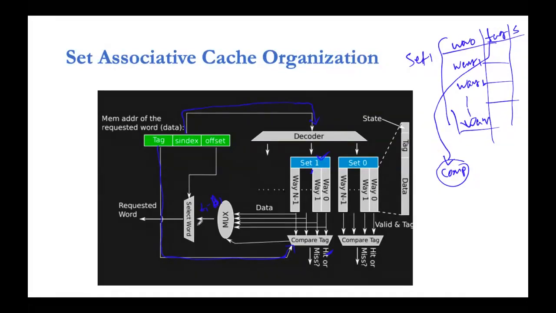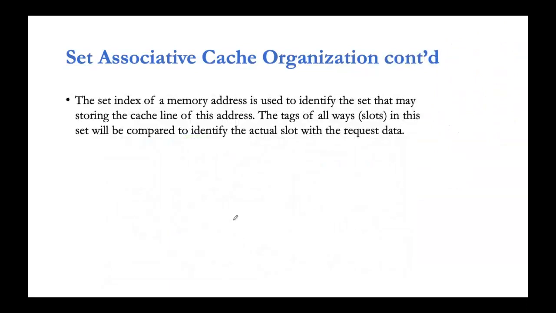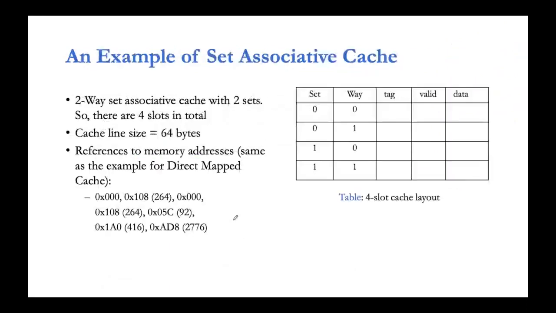Whatever tag is matched, suppose for example tag 1 is matched, so tag 1 data 1 will be given as an input to your select word. From that data, whatever part is required is given by your offset. So that offset will select this part from this data, and that word will be given as an input to your CPU for processing. With this, we'll see the example.